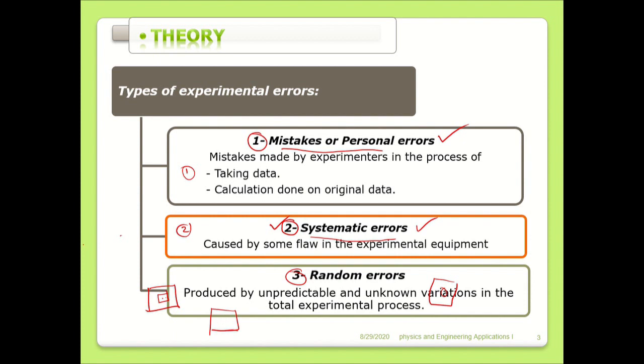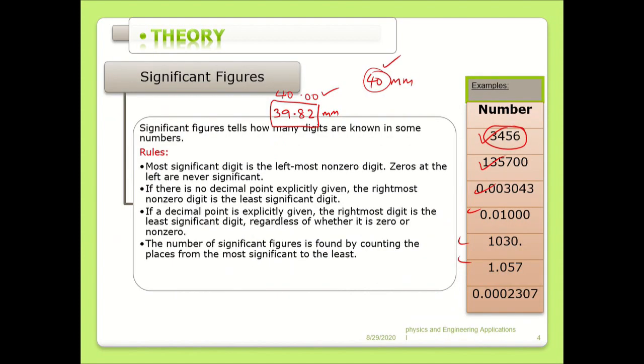So there are so many ways we may end up with errors or mistakes. While you perform experiments, you need to be aware of that and you need to avoid such errors. That's the importance of these things. Now, let us move to the significant figures. Yes, this is a very important point.